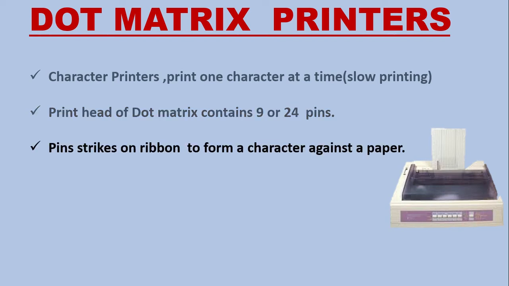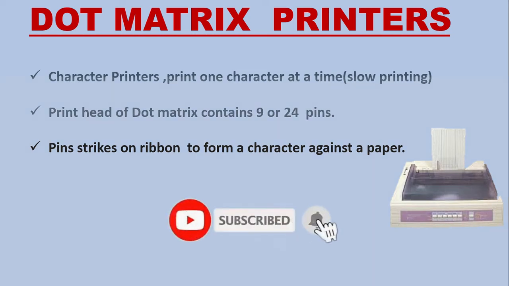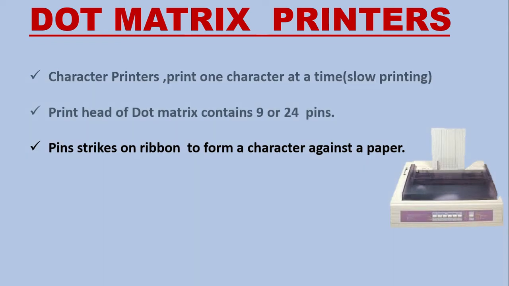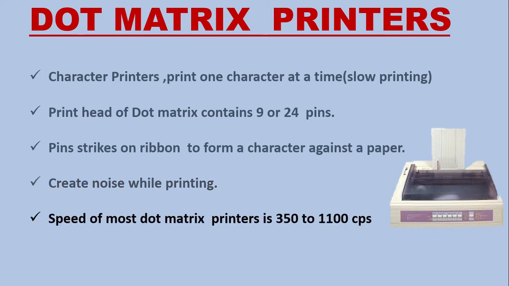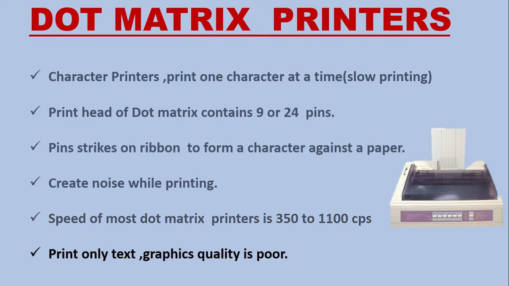Pins strike on a ribbon to form a character against paper. These printers create noise while printing. The speed of most dot matrix printers is 350 to 1100 characters per second. They print only text, and the graphics quality of these printers is poor.